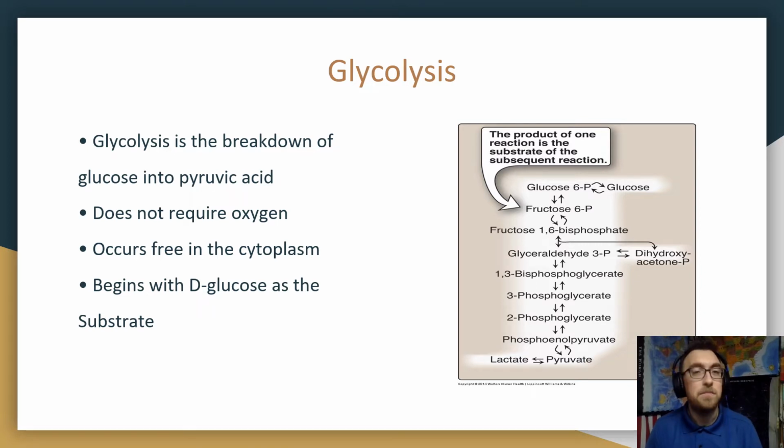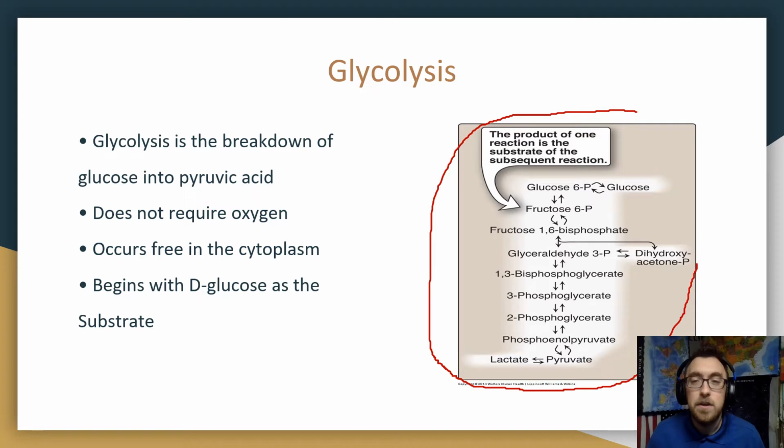For example, skeletal muscles and RBCs, which lack mitochondria, are completely reliant on glucose as their metabolic fuel and metabolize it by anaerobic glycolysis. So as we can see in our picture over here, let's take a quick look. This is the general process of glycolysis that we'll be going over in the next few minutes. And of course, it goes from glucose 6-phosphate down to pyruvate and lactate.